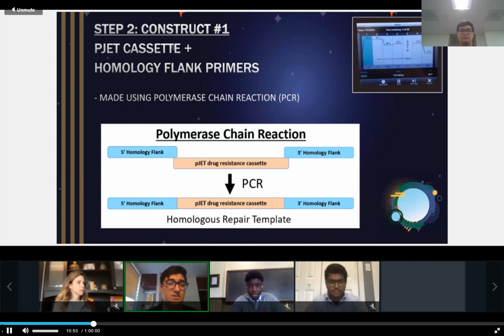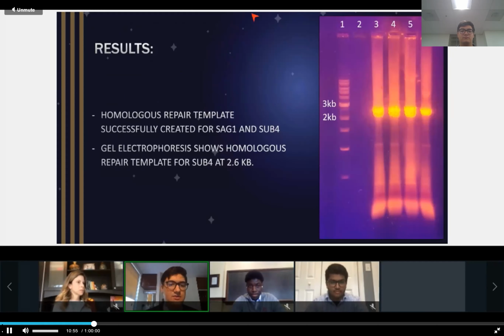And then the next construct that we had to make was, or actually, excuse me, I'm going to show the results now. So we successfully made that, and we confirmed it by using gel electrophoresis. And using the APAP, we could see that when combined with the homology flanks, this DNA should have run at 2.6 kilobases on a gel electrophoresis. As you can see here in lanes 3, 4, 5, and 6, it did successfully run at about 2.6 kilobases. So that shows that we successfully made that construct.